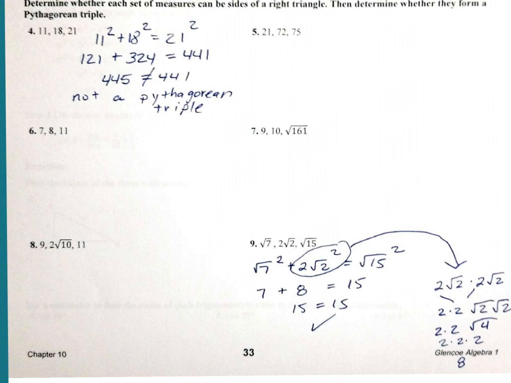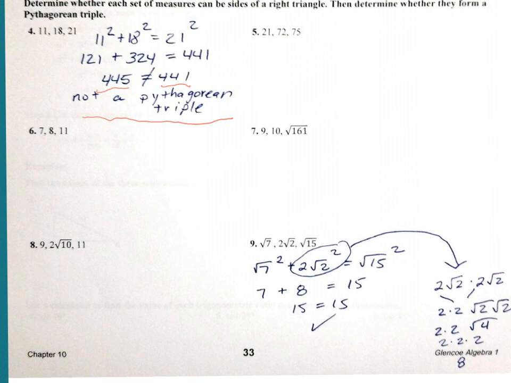Number 4, they were asking you to figure out whether or not this was a Pythagorean triple. Now, again, what we've learned is that if you want to determine that it's a Pythagorean triple, you use the Pythagorean formula, and then you have to verify that the a squared plus b squared side is equal to the c squared side. If it's not equal, then it's not a Pythagorean triple, as we see in this example right here.